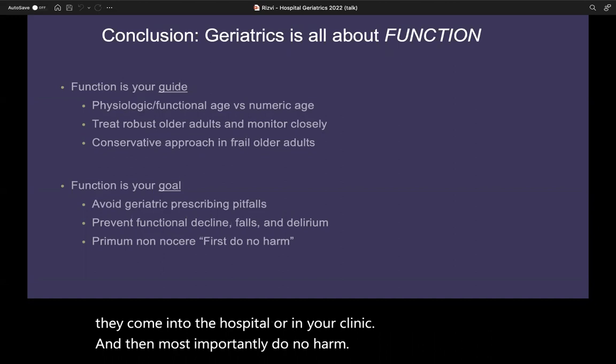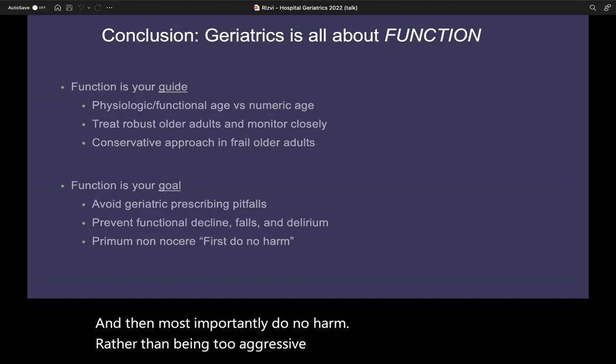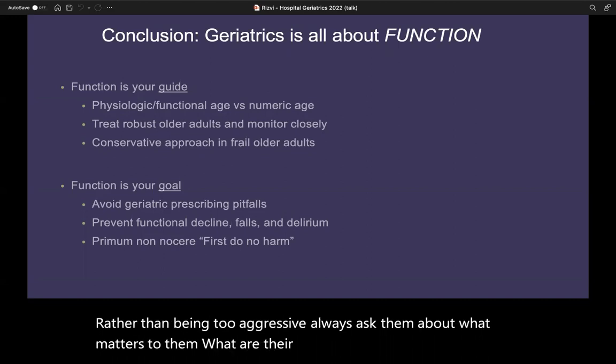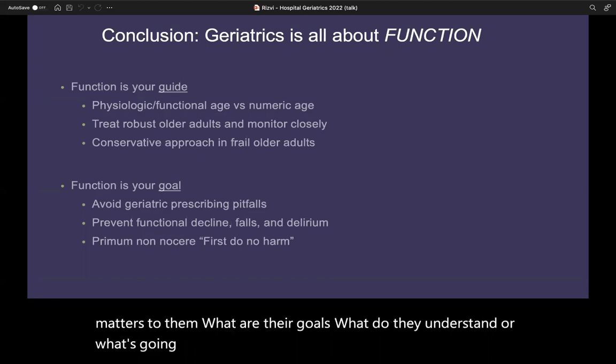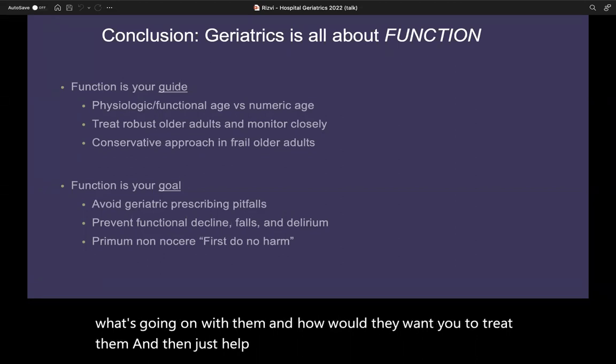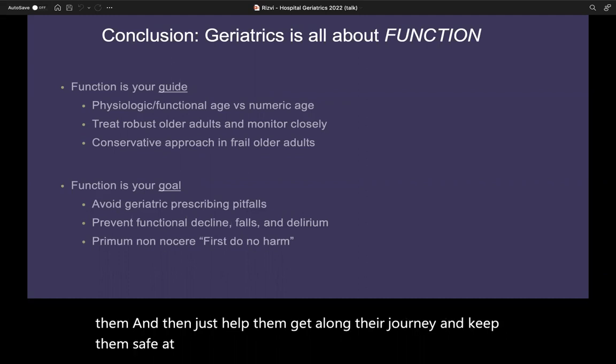Rather than being too aggressive, always ask them about what matters to them, what are their goals, what do they understand of what's going on with them, and how would they want you to treat them. And then just help them get along their journey and keep them safe at home or in an institution or in the hospital where you're taking care of them.